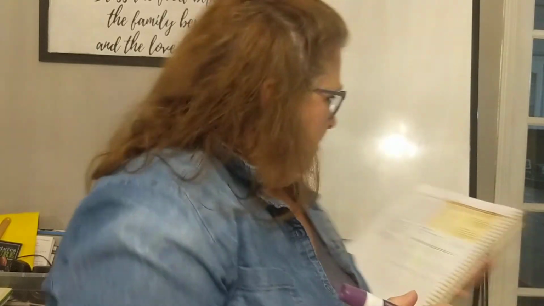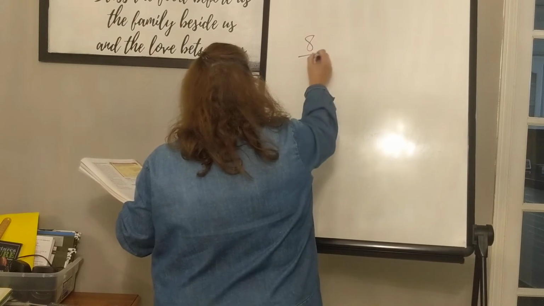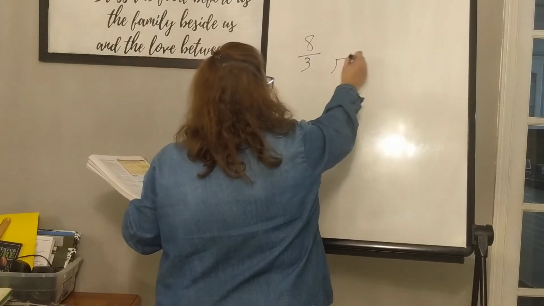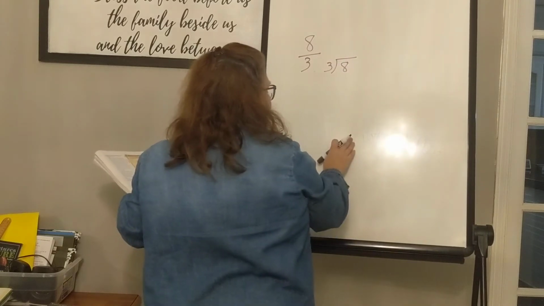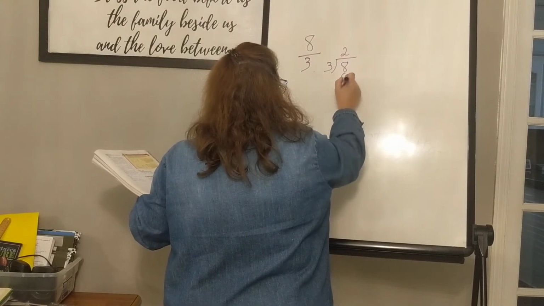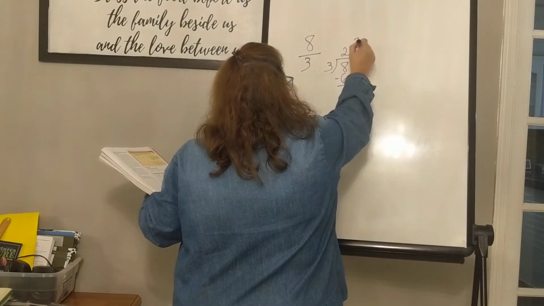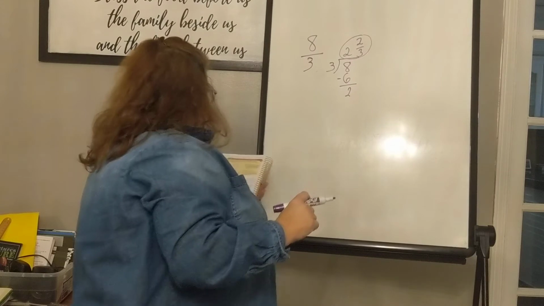If we have the improper fraction 8/3, you have learned that in order to turn it into a whole or mixed number, we have to divide 8 divided by 3, and then we're going to write the remainder as a fraction. 3 goes into 8 2 times. 3 times 2 is 6. 8 minus 6 is 2. 2 is our numerator, and our denominator is 3. So our answer is 2 and 2/3.